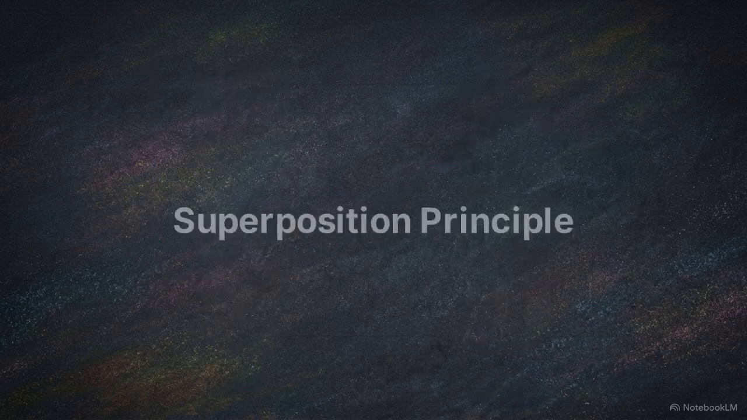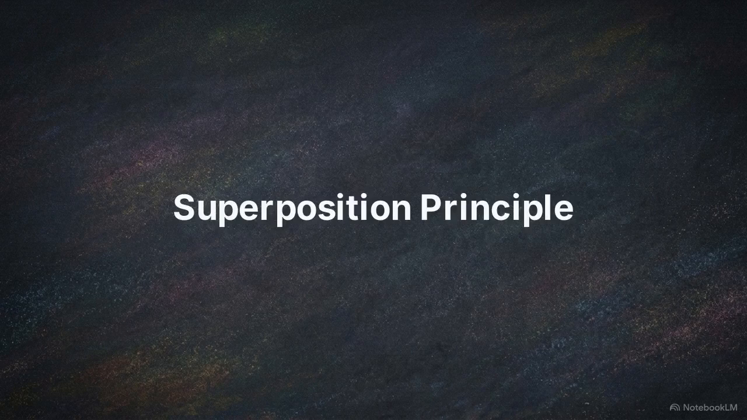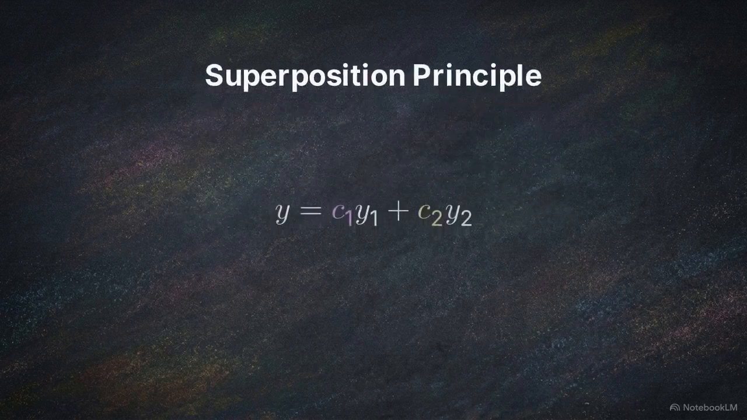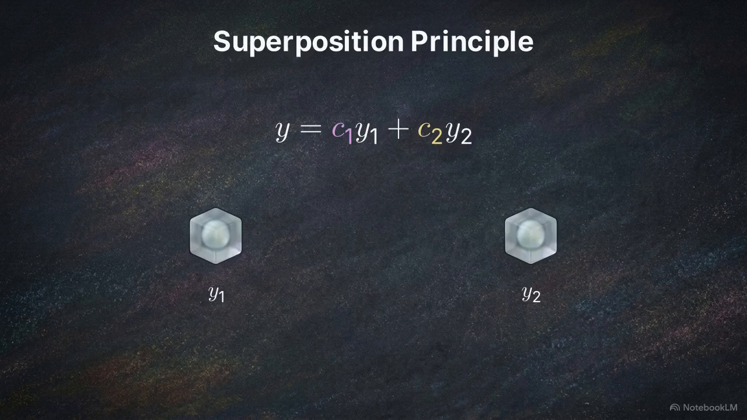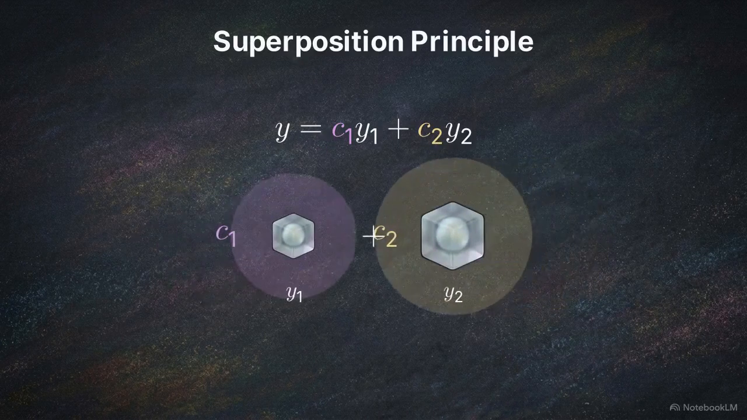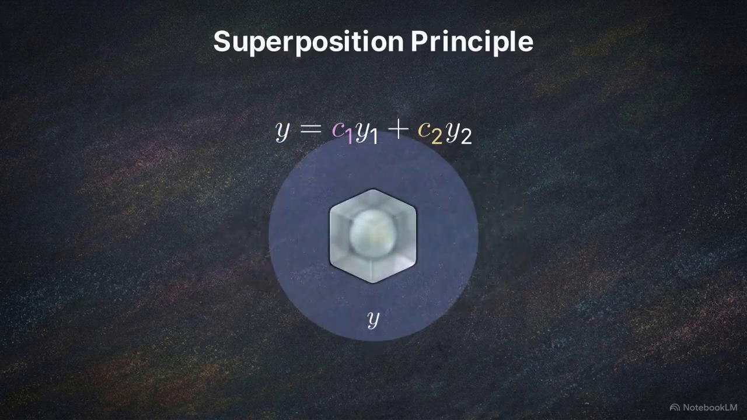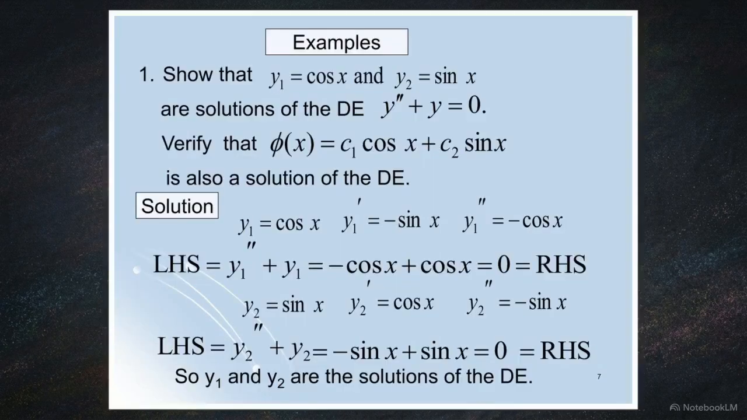Our primary tool for building these solutions is the superposition principle. This states that any linear combination of solutions to a homogeneous equation is also a valid solution. A linear combination is simply a sum where each function is multiplied by a constant. The principle is best seen through a standard second-order equation, y double prime plus y equals 0. By substituting the functions into the equation, we can prove that cosine x and sine x work as individual solutions.